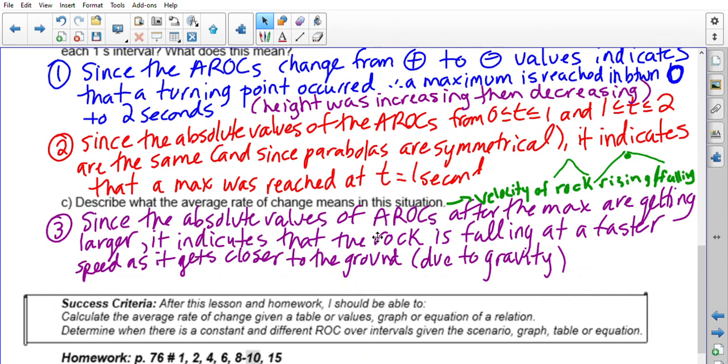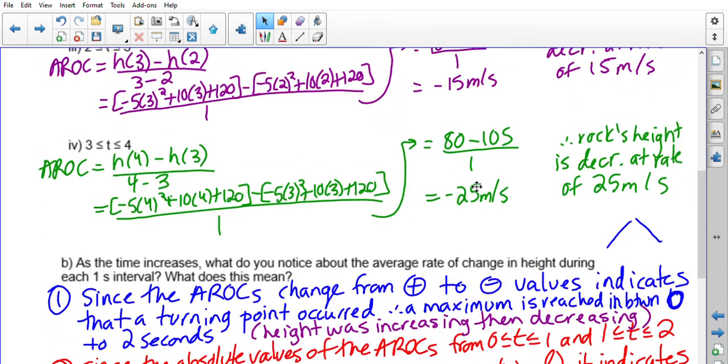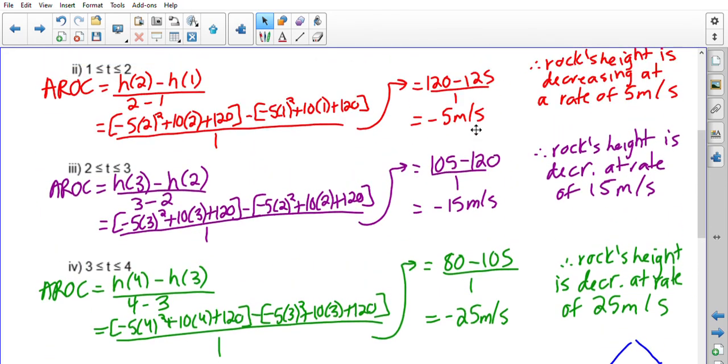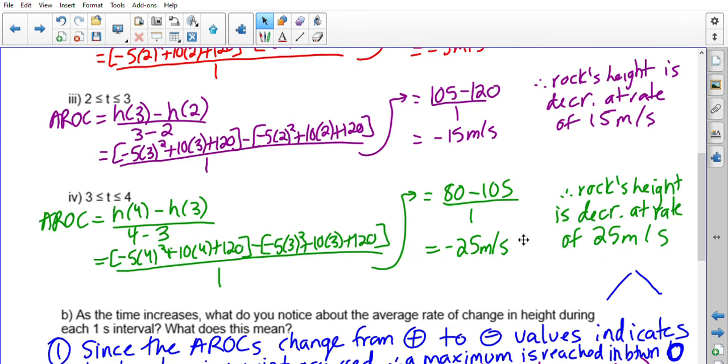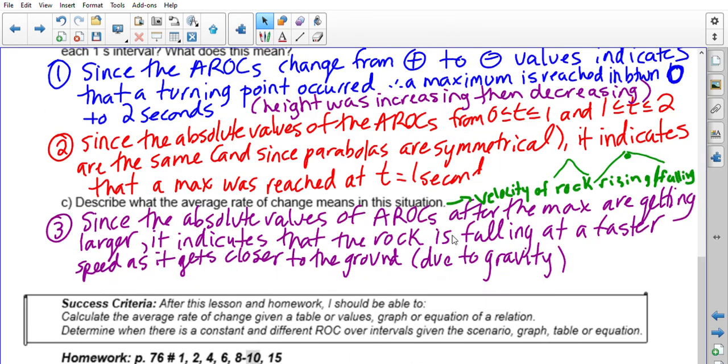It indicates that the rock is falling at a faster rate or a faster speed as it gets closer to the ground. And that makes sense, right? If you have something in the air and you drop it out of your hand, when it first leaves your hand, it's not falling at such a fast rate as it is when it gets closer and closer to the ground, because due to gravity, it's pushing it further down. So that's why these rates, these absolute values are larger. So it's just confirming to us that the rock is getting closer and closer to the ground. Okay, and picking up speed.